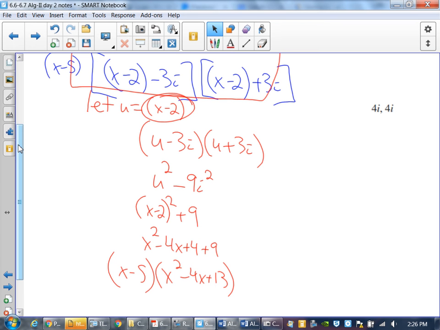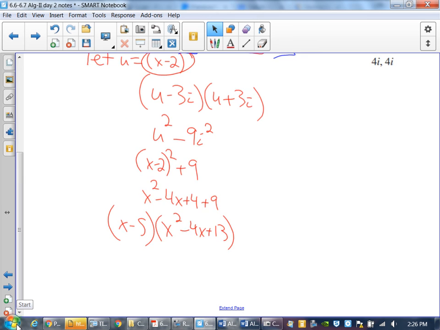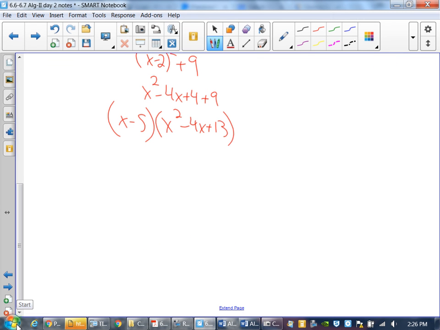Okay? Now, the trick is that you still have to know how to FOIL, and please don't kill puppies. X minus 2 quantity squared is not x squared plus 4. Mr. Gonzalez would roll over in his grave. See what I'm saying? It's worse than killing puppies. So now you would FOIL it out.